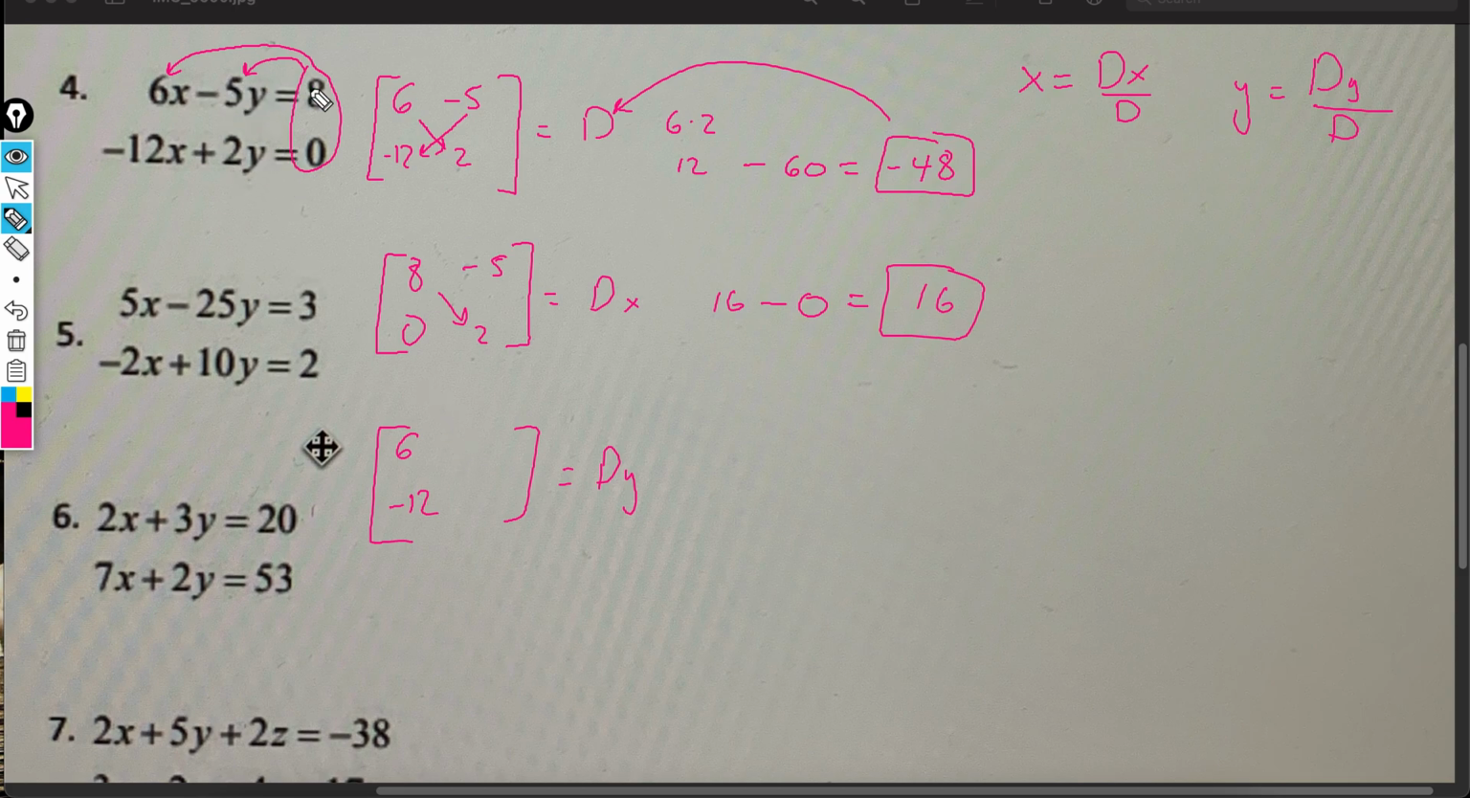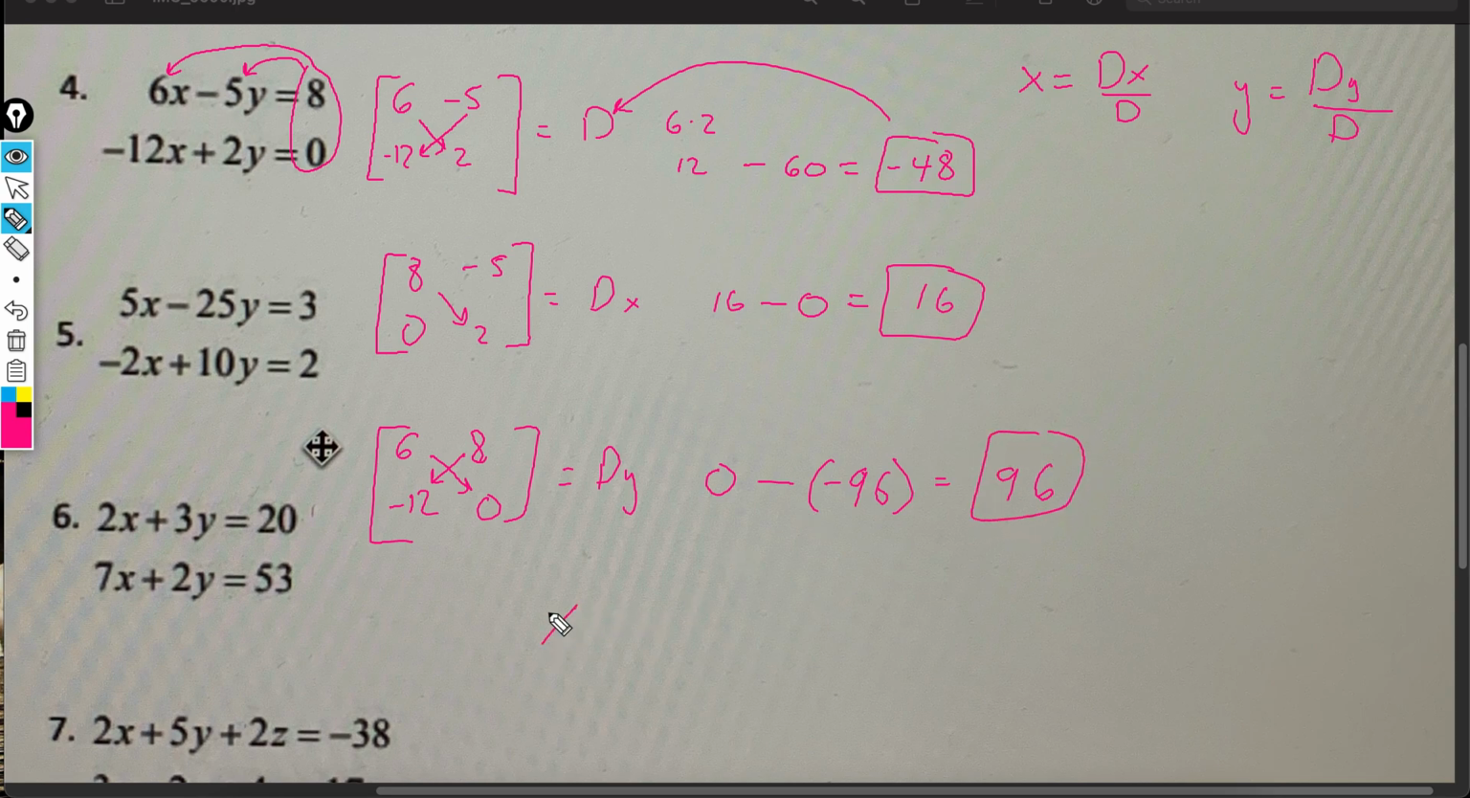Our y's get swapped out for these two guys, so 8 and 0, similar to how x did. So 6 times 0, 0, minus 8 times 12. What is that? 8 times 12. 96. -96. So negative times a negative, positive. Our answer is going to be positive 96.